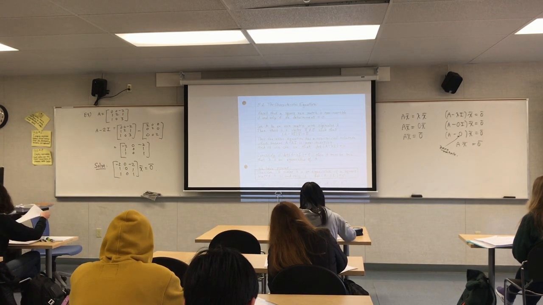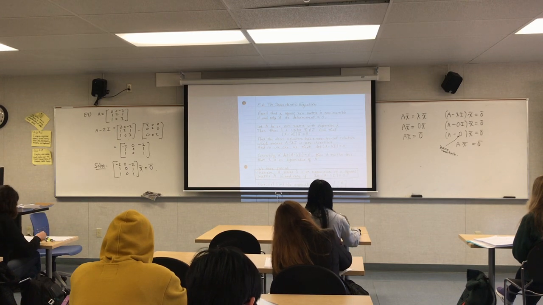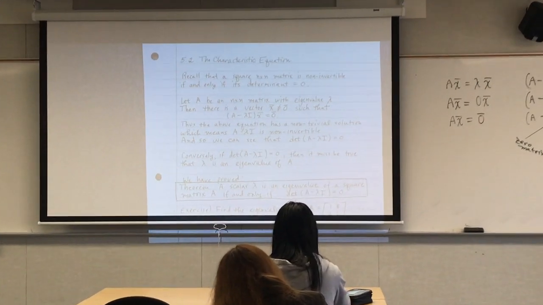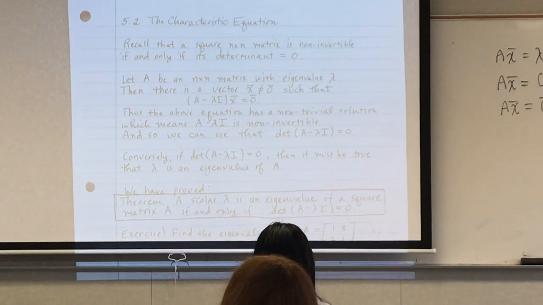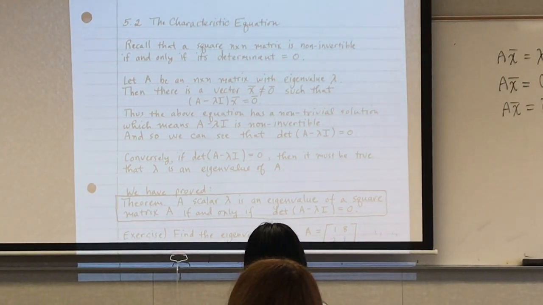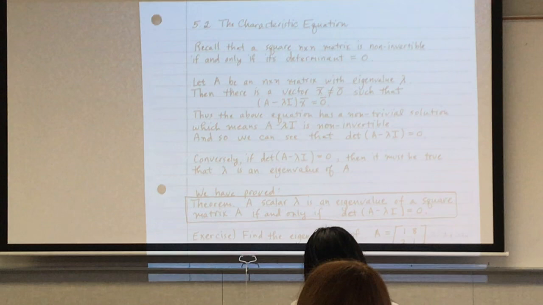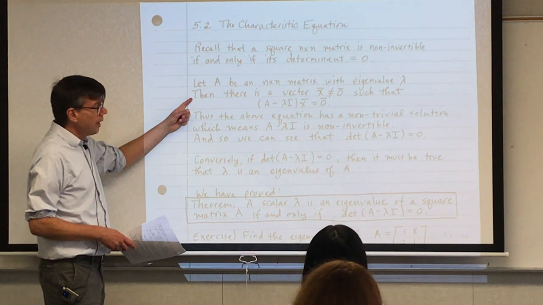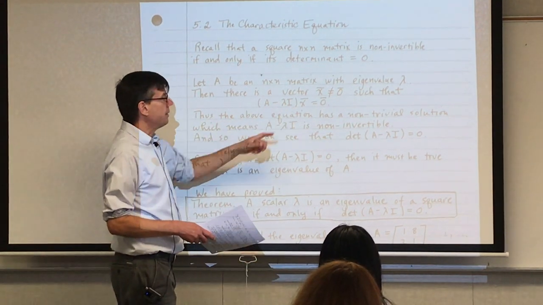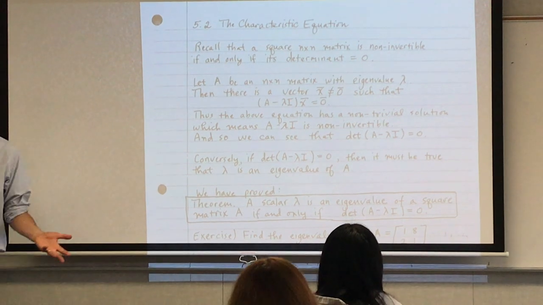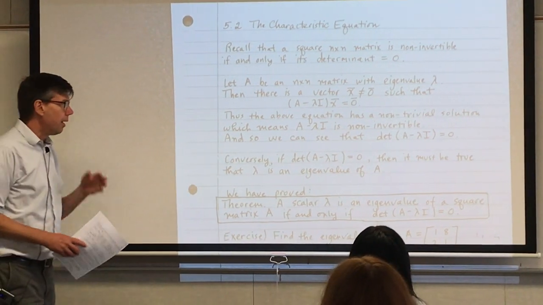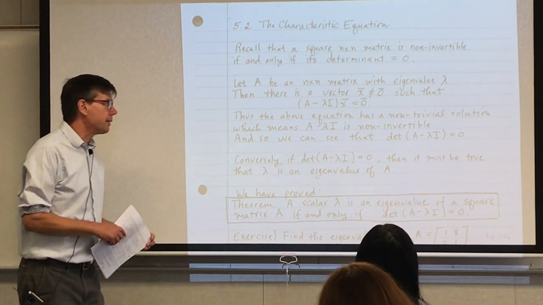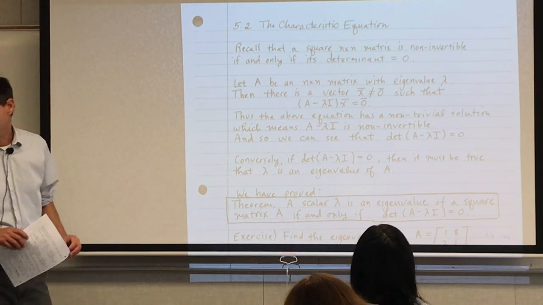Okay, so we just mentioned this a moment ago. Recall that a square n by n matrix is non-invertible if and only if its determinant is equal to 0. That's a fact we know pretty well. So let A be an n by n matrix with eigenvalue lambda. Then there's a vector x not equal to 0 such that A minus lambda I times x equals 0. So the above equation has a non-trivial solution, which means A minus lambda I is non-invertible.